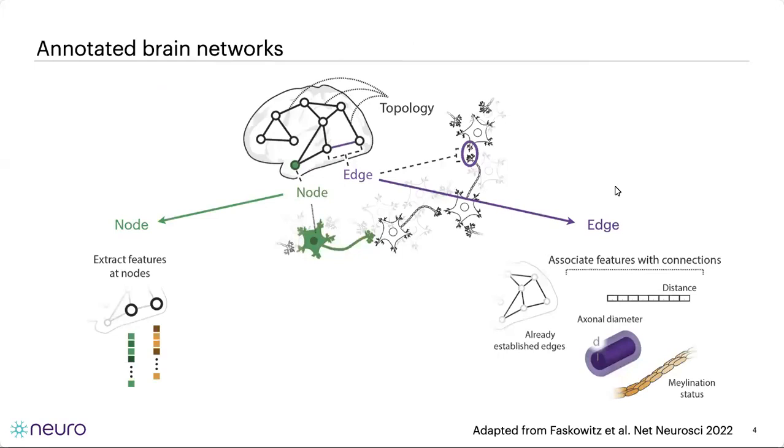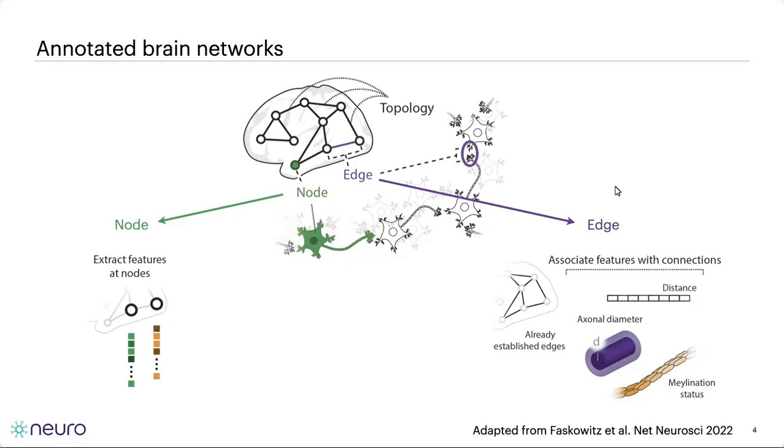Okay, so annotated brain networks. So I'm assuming most of you are familiar with this typical network representation of the brain, right? Where you have nodes that represent groups, populations of neurons in gray matter structures, and then you'll have edges, which represent the groups of myelinated axons that connect these nodes within the network, right?